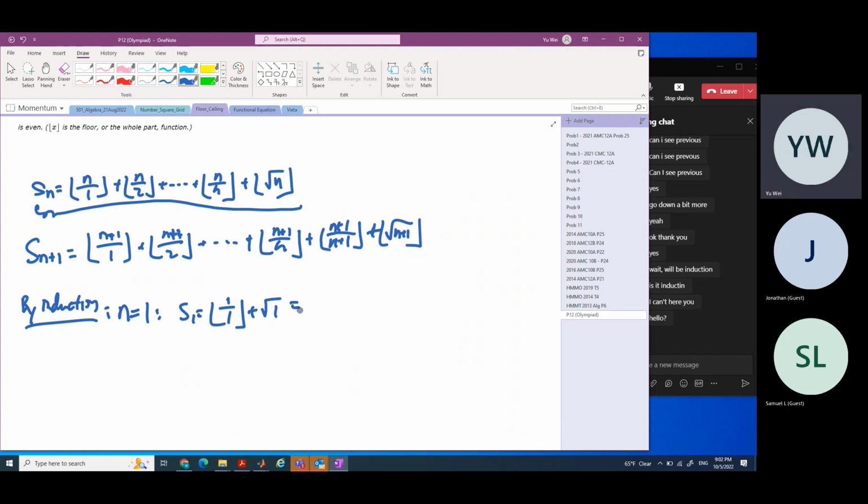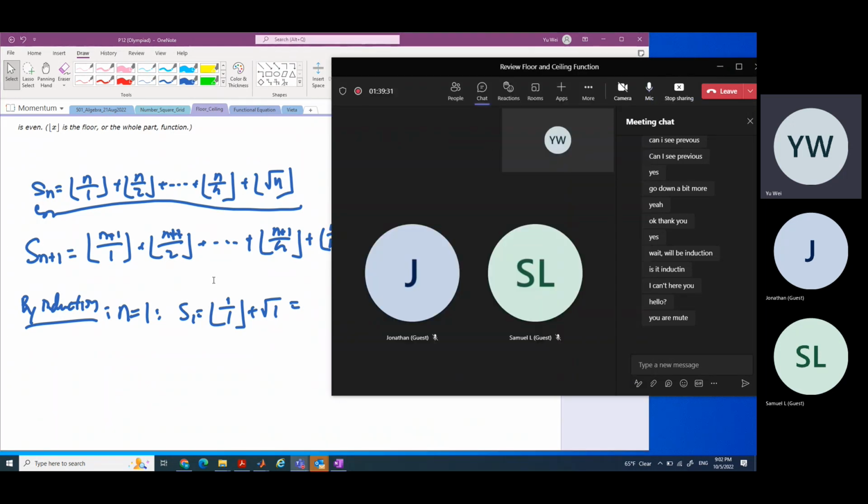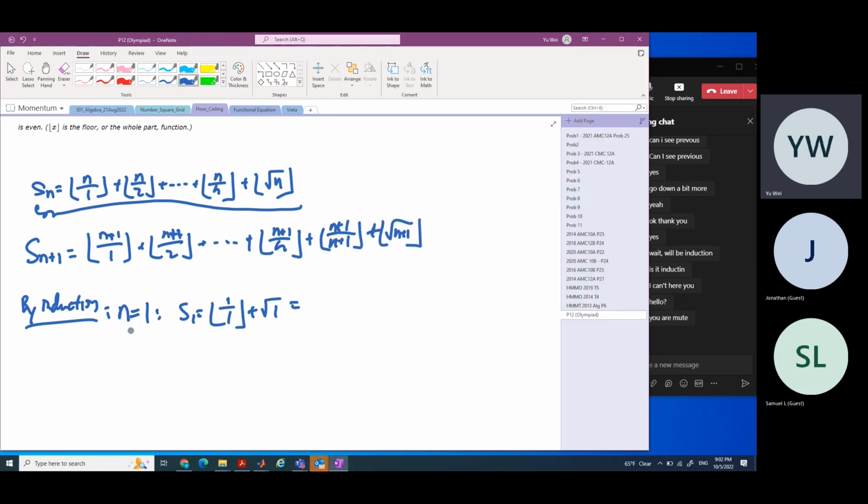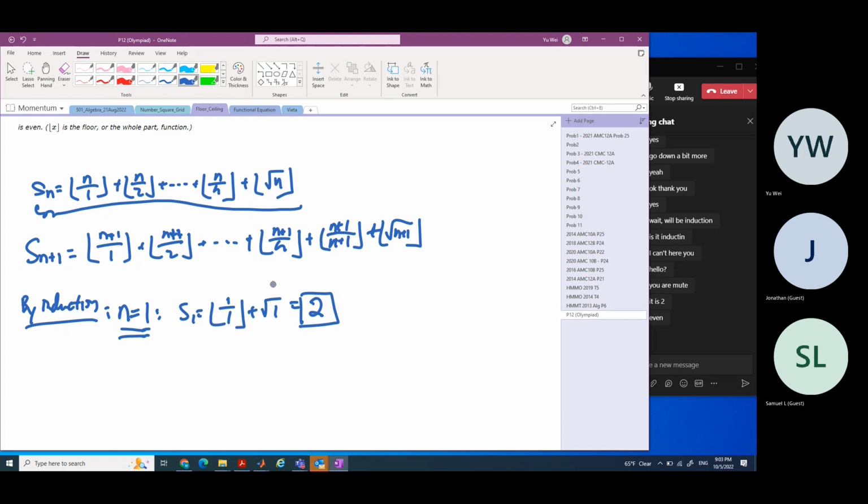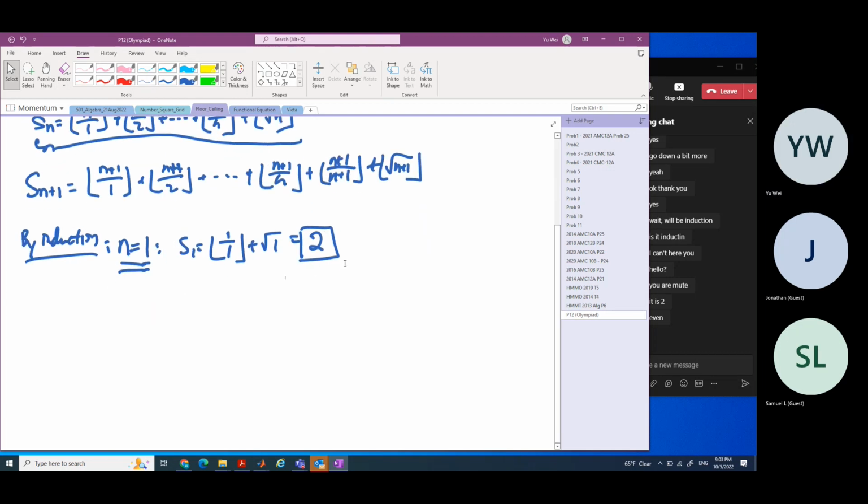Yes, we are doing the induction. Basically we are using induction. For n equals 1, we can check the number is 2, right? This is true. So next is doing the inductive step.